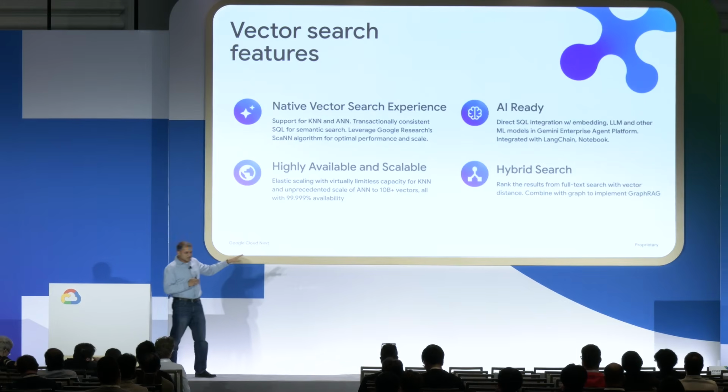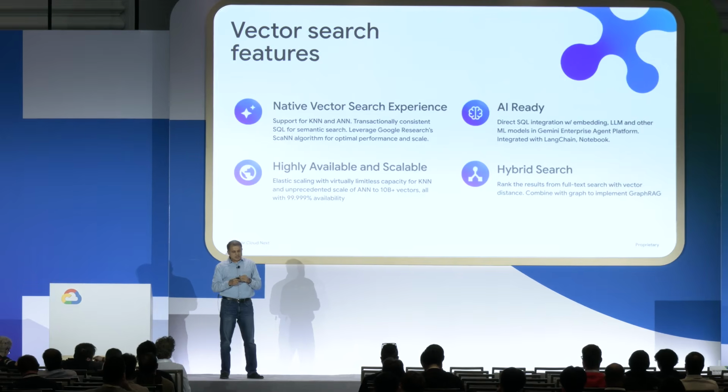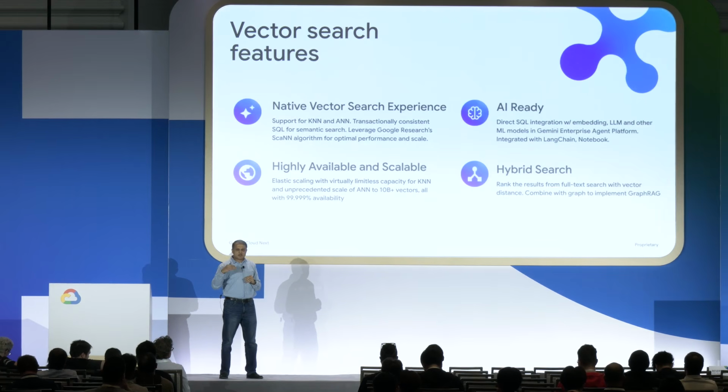So within Spanner, right now we support both KNN and ANN. And your indexes with ANN are transactionally consistent with your updates, right? So as you update your data, you'll get the most relevant results right away.